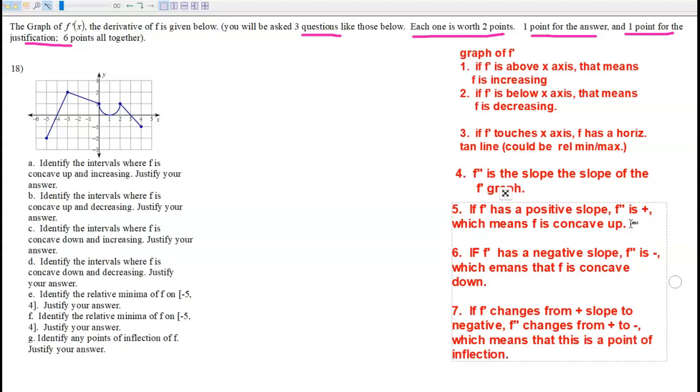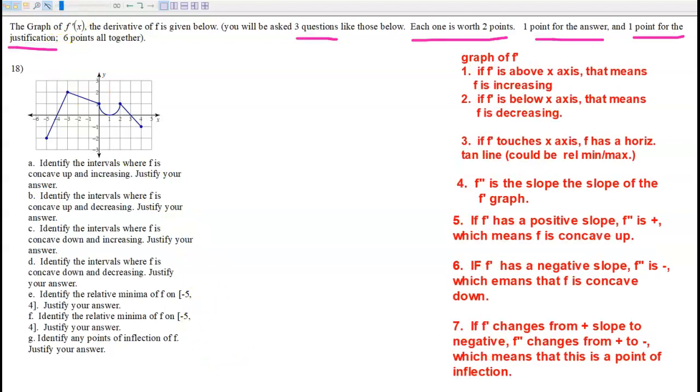Okay, so there's a lot of information to keep in mind here, but there it is. A nice little bit of information to keep in mind as we do this exercise. So let's begin. This problem is asking us to identify two things happening simultaneously in part A. It's asking me to find where f is concave up and where f is increasing.